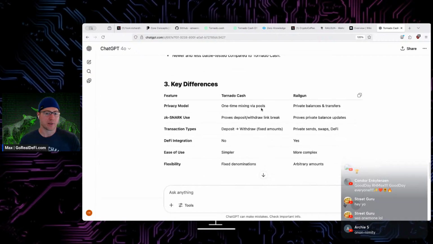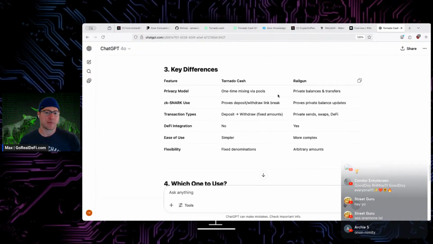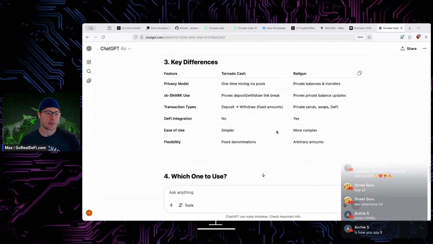Tornado Cash, yeah. Tornado Cash is one-time mixing via pools: it proves deposit and withdrawal, then a line break. Railgun does private balance transfers: it proves private balance updates. Transactions have deposit and withdrawal, private sends, and swaps to DeFi. Cool.